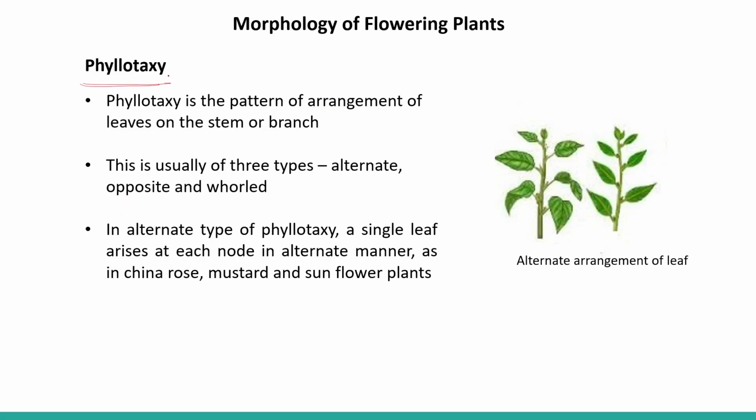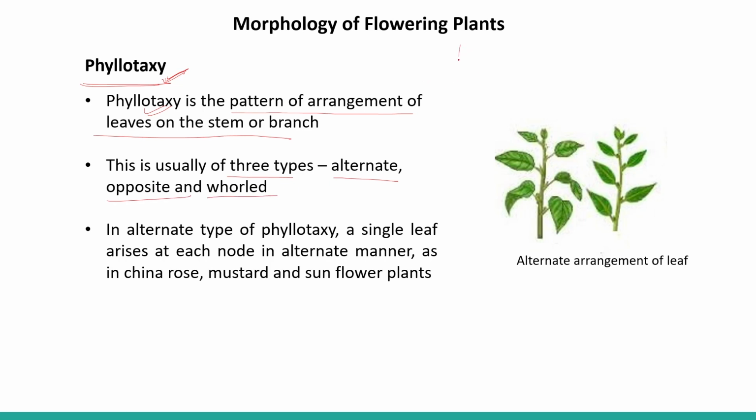Next, phyllotaxy. This is very important from an examination point of view. Phyllotaxy is the pattern of arrangement of the leaves on the stem or branch. How the leaves are arranged on the branch or the stem, that is called phyllotaxy. This is usually of three types: alternate, opposite, and whorl.